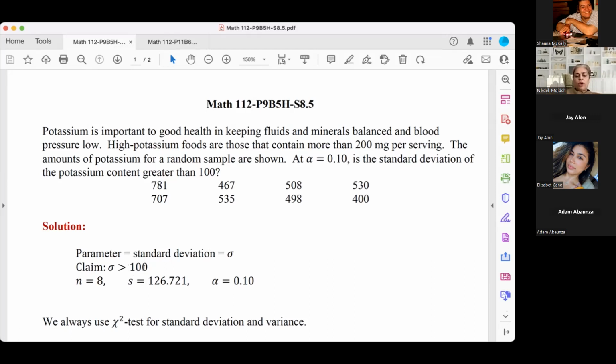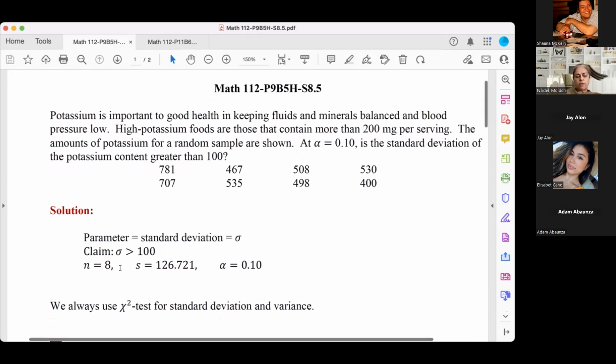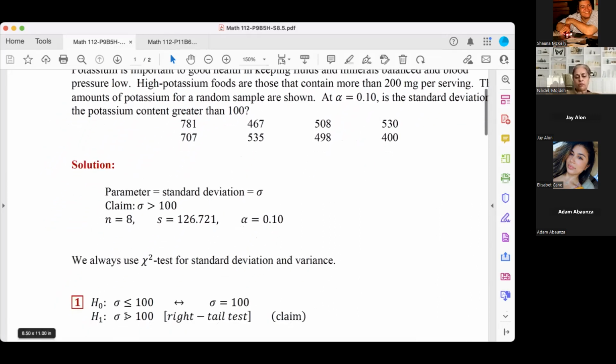Now, where do I put my claim? Do I put it with H0 or H1? Since my symbol doesn't have an equal sign, and any symbol with an equal sign goes to H0, while any symbol that doesn't have an equal sign goes with H1, I put my claim on H1. Sigma is greater than 100. I have to write the word claim next to H1.